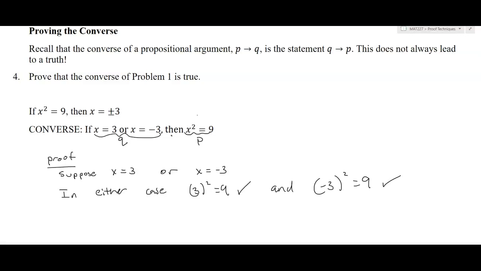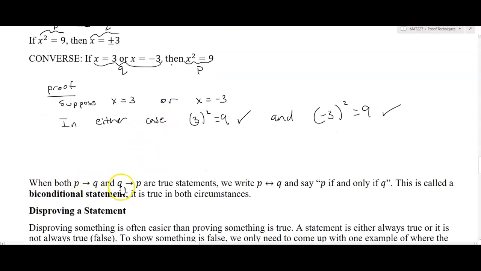The only difference is here that we're taking a statement that was of the form P then Q, and we basically wanted to say, well, if you flip the conclusion and make that the premise, will that lead to the thing that used to be the premise? And in this case, it does. So because it works both ways, because P implies Q and Q implies P are true statements, we write P if and only if Q. This is called a biconditional statement. It is true in both circumstances.